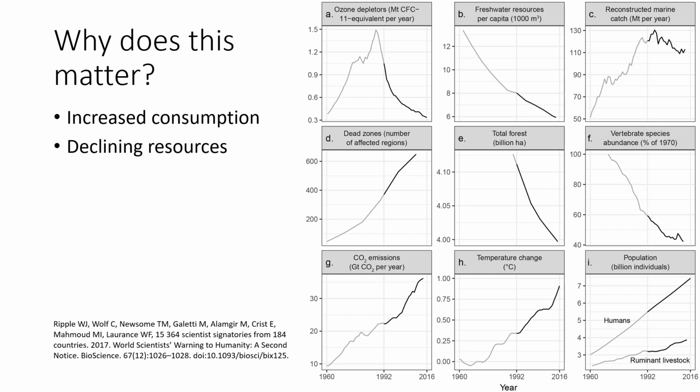Here is actually a more varied situation with ozone depletion. As you might know, there was a treaty that reduced the prevalent killers of the ozone layer, the CFCs, from refrigerants and sprays, right? So that was banned, and so that's why this goes back down. Freshwater resources per head of human person decline very steeply.